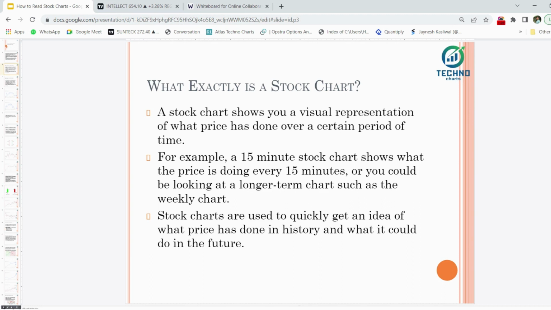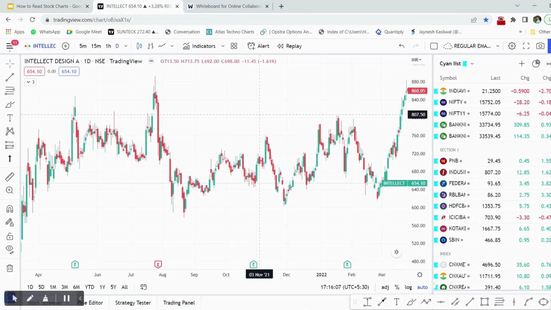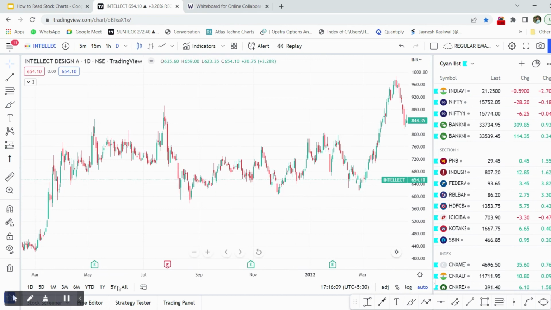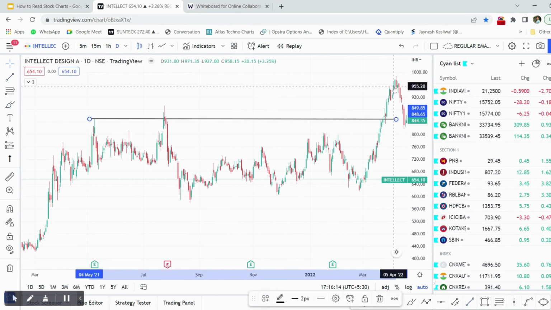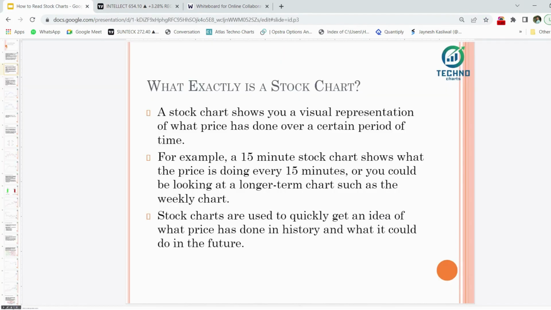So stock charts are generally used to get an idea of what the price has done in the past and what it could do in the future by looking at chart patterns, right? If you know the cup and handle pattern, and you see that a stock is breaking out, then we can analyze that after the stock breaks out, it generally moves up around 10 to 20% and then pulls back. This keeps repeating again and again, as human emotions do not change. That is why stock chart patterns and stock price movement do not change over a period of time.